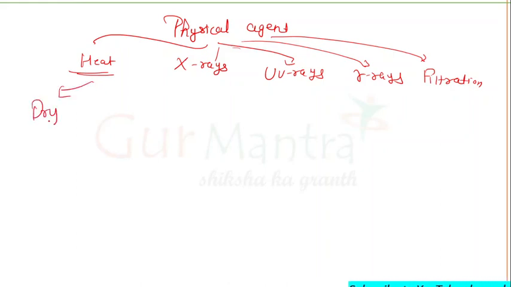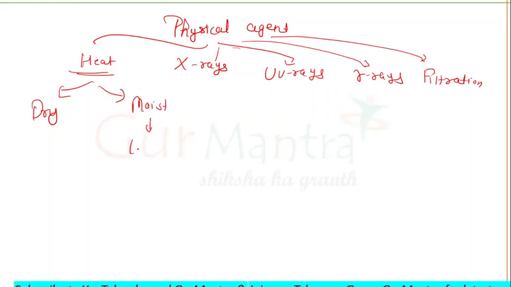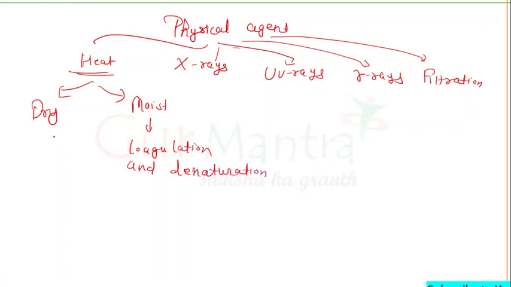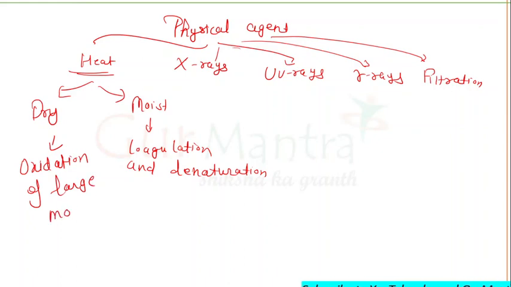Now, both dry heat and moist heat can kill bacteria. Moist heat causes coagulation and denaturation, and dry heat's primary effect on microbes is due to oxidation of large molecules. With radiation, such as x-rays and gamma rays, free radicals in the cytoplasm will damage the microbial proteins and DNA. Ultraviolet radiation will damage the DNA.